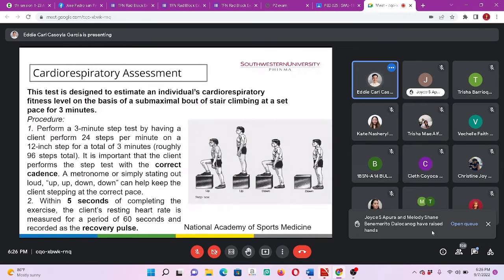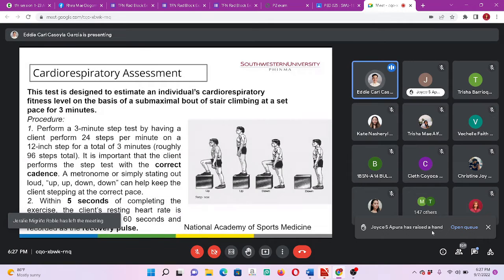Okay, Melody and Joyce, are you raising your hand, please? Yes, sir. I'm sorry for the interruption, sir. Many of our classmates, also from other sections, are waiting for me to accept them, sir, in the meet. I'm so sorry, sir. Sige, it's okay, miss. I think I already admitted them.